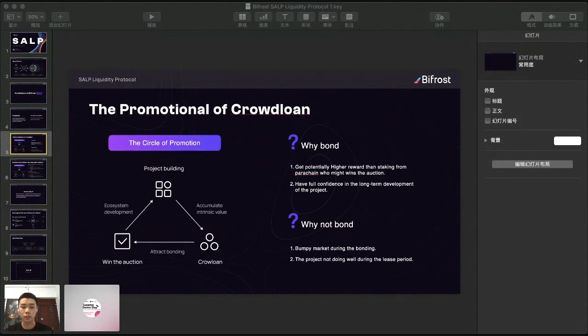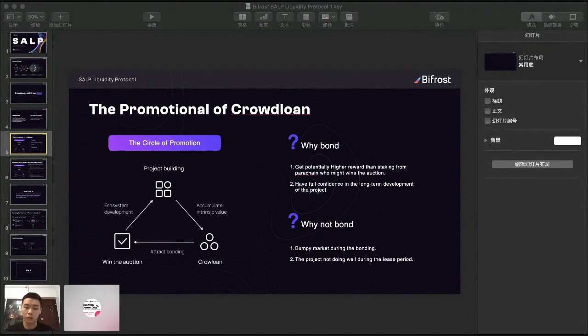They will contribute to the project, and they can get the result from it. So for participants, they will decide whether they will loan their DOT or not. It depends on the game: they might get potentially higher rewards than staking if the parachain wins the auction, or they have to face the bumpy market during the bonding period. So that's actually a trade-off for contributors.